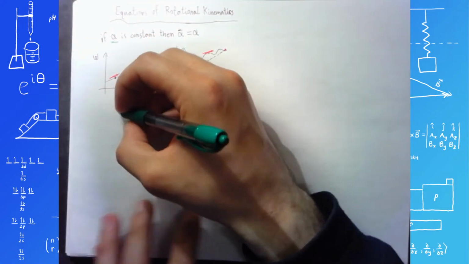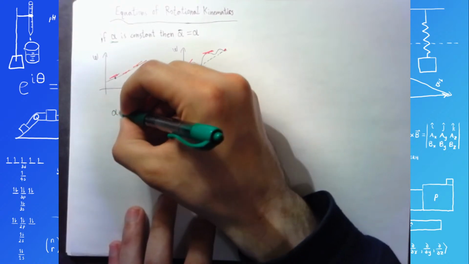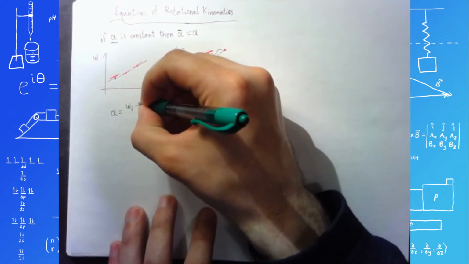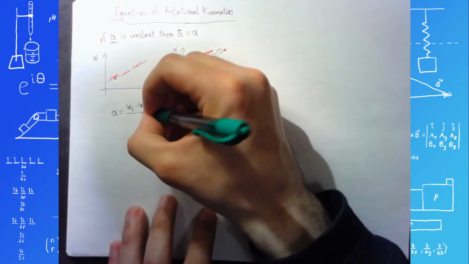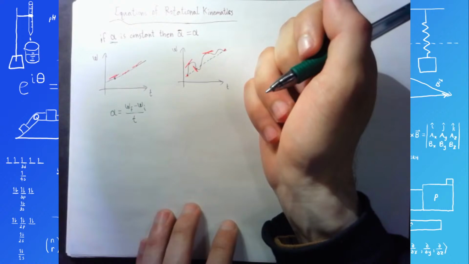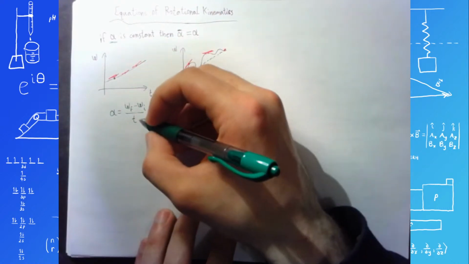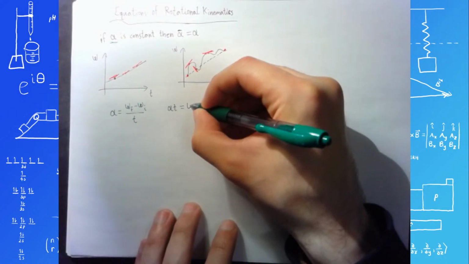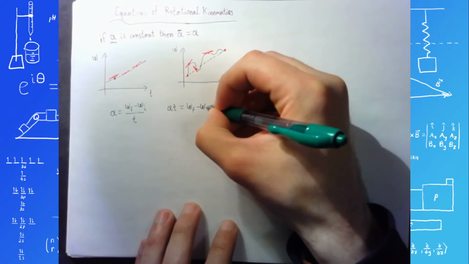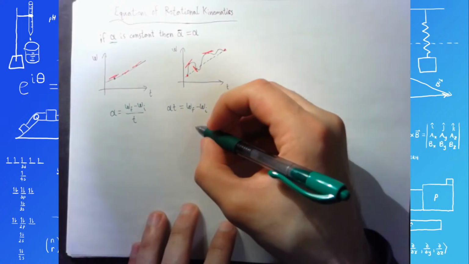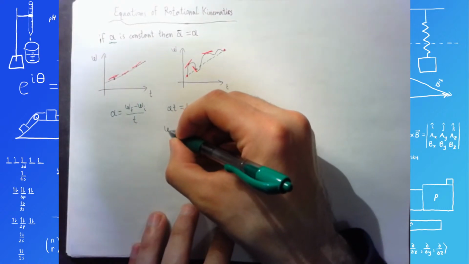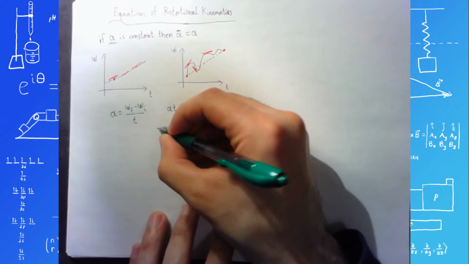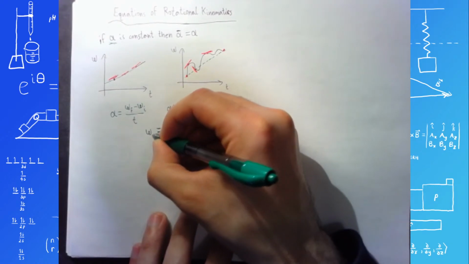So then we can say alpha is equal to, well, omega final minus omega initial over time, and if I multiply by time, I get alpha times t equals omega final minus omega initial, and if I add omega initial to both sides, I get a familiar looking equation: omega initial plus alpha times t equals omega final. I'm going to write the omega final over on this side.